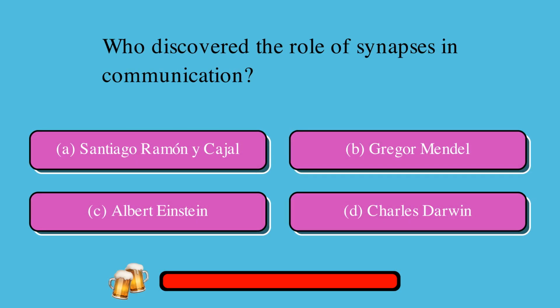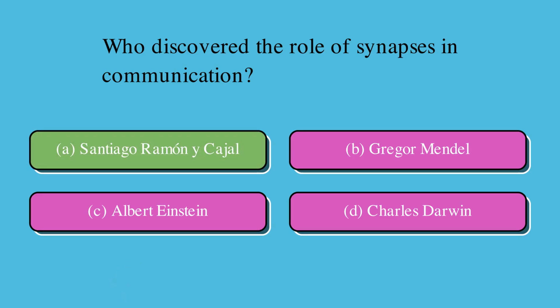Who discovered the role of synapses in communication? A. Santiago Ramon y Cajal, or B. Gregor Mendel, or C. Albert Einstein, or D. Charles Darwin. The correct answer is A. Santiago Ramon y Cajal.